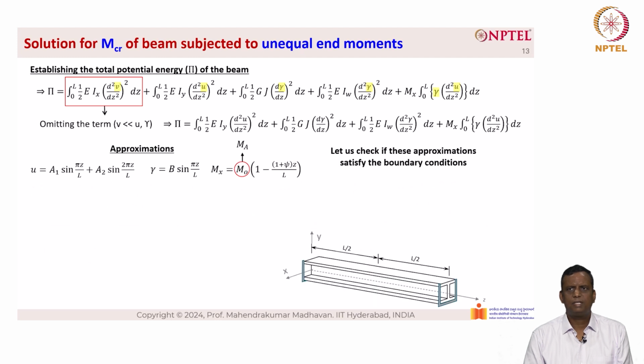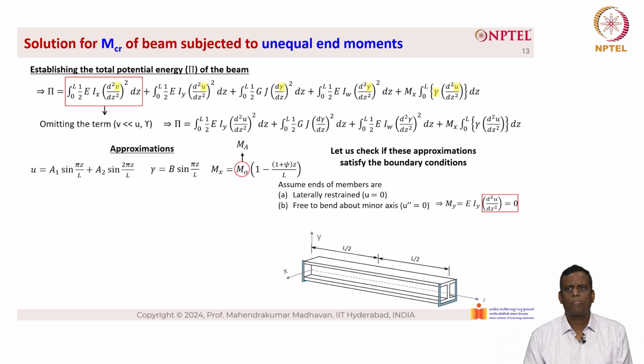Now let us check if these approximations satisfy the boundary conditions. The assumed ends of the members are laterally restrained, which is u equal to 0, free to bend about minor axis, which is u double dash equal to 0, which indicates My equal to EIy into d square u by dz square, which is equal to 0. The third boundary condition is it is restrained against twist, which is gamma equal to 0, and the fourth boundary condition is it is free to warp, which is gamma double dash equal to 0, which means that Mf is equal to EIf into d square gamma by dz square, which is equal to 0.